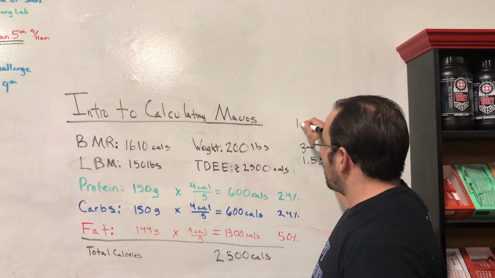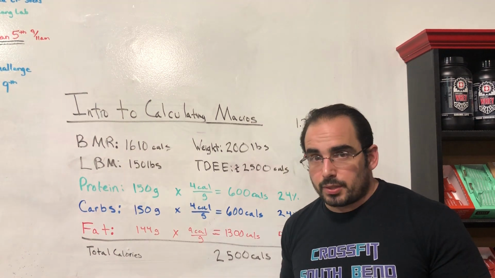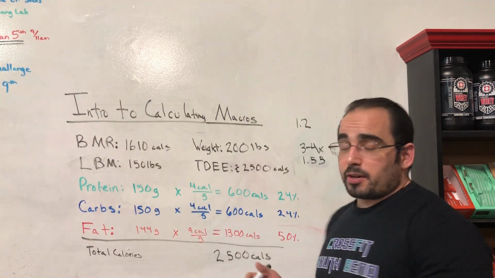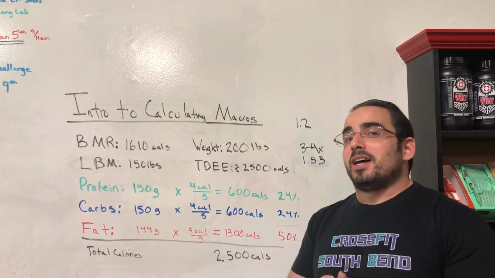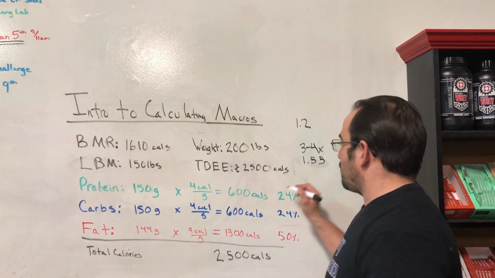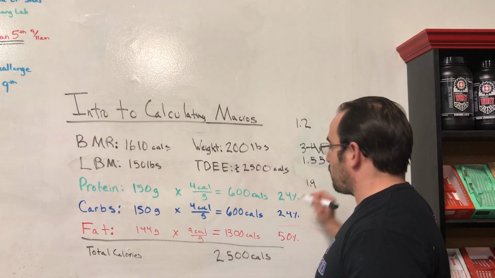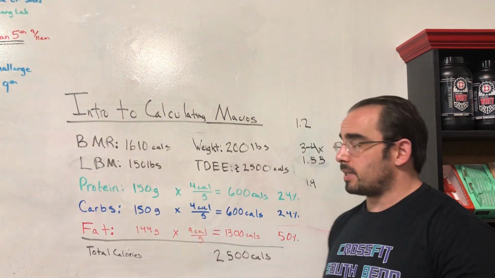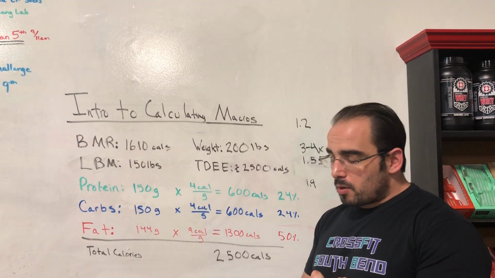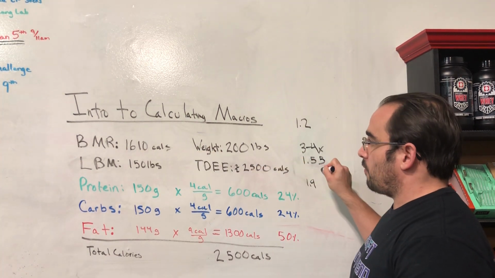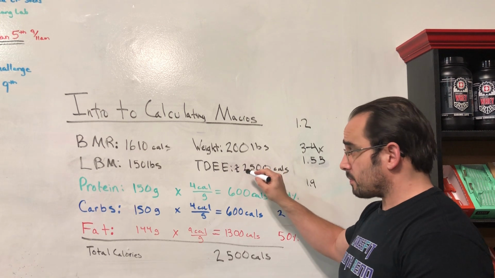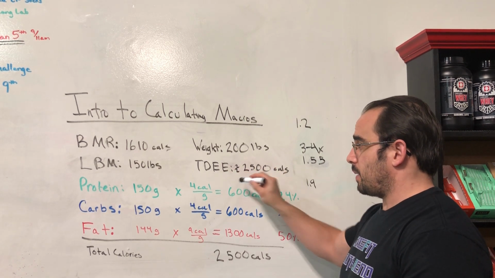If you were only walking, it'd be 1.2. If you're a games athlete or an elite athlete, you're probably not watching this video. But if you were to be, then we'd be talking higher, like 1.9, sometimes even as high as 2. But for most people, you multiply the BMR times 1.55, and that yields the total daily energy expenditure.